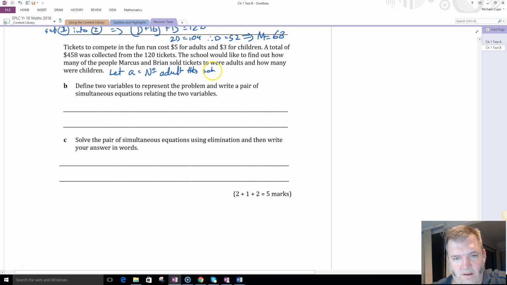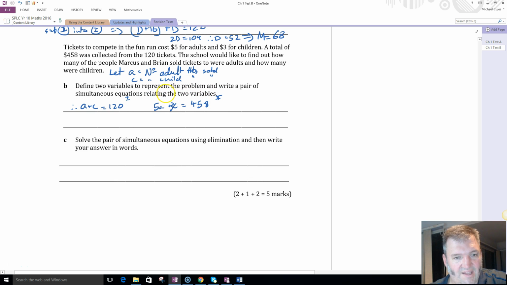And what about little c for the number of child tickets sold? Write a pair of equations. Well, one thing I know is that we sold 120 tickets, so therefore a plus c equals 120. I also know prices. So 5a plus 3c is going to equal the total amount of money, which is 458. All right, there's my equation 1, equation 2.